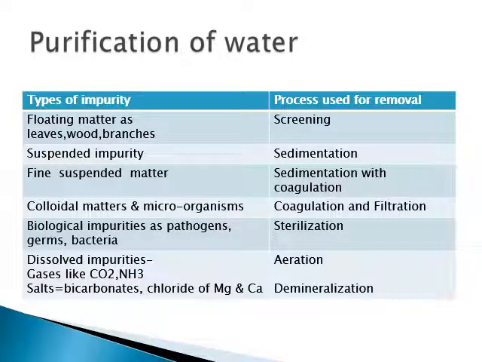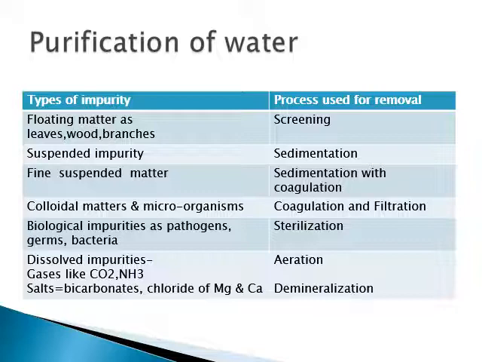How will we achieve these characteristics? For that, we are going to perform purification of water. The purification process involves screening, sedimentation, coagulation, filtration, sterilization, aeration, and demineralization. The process is selected on the basis of impurities.